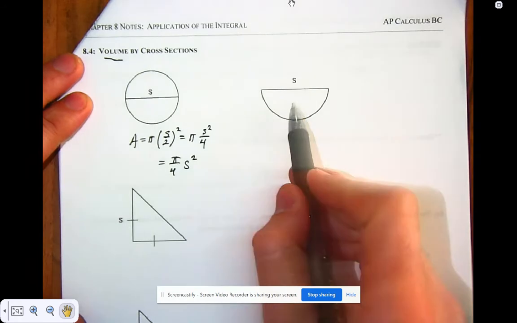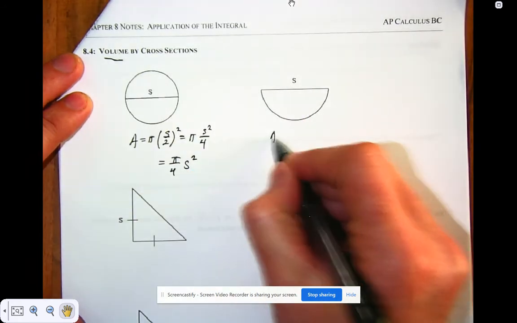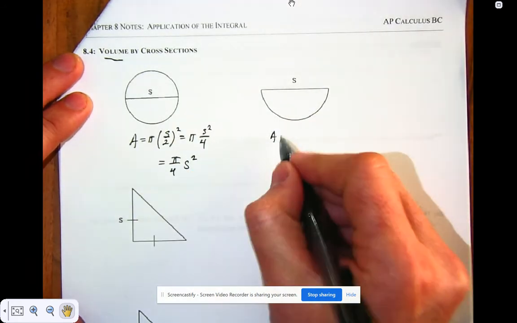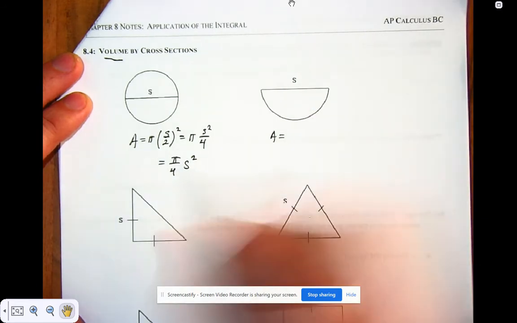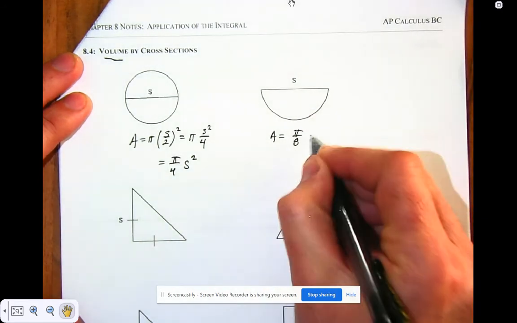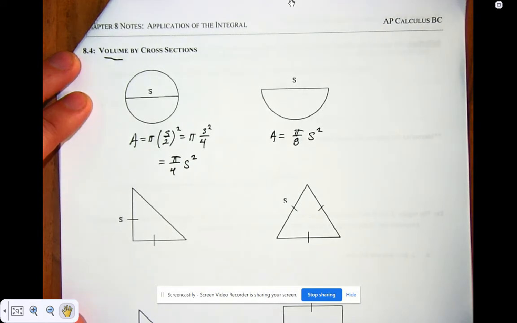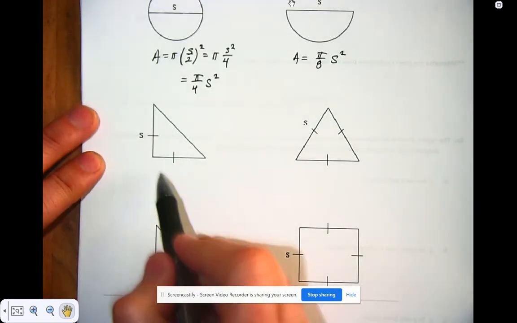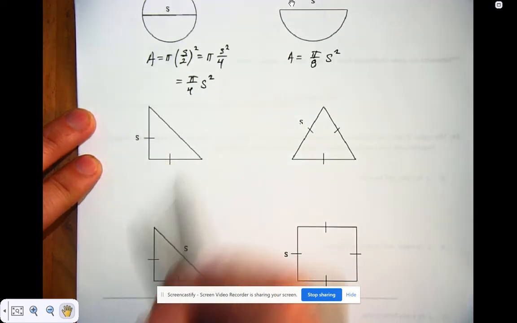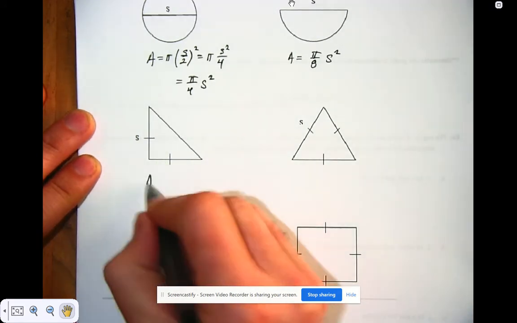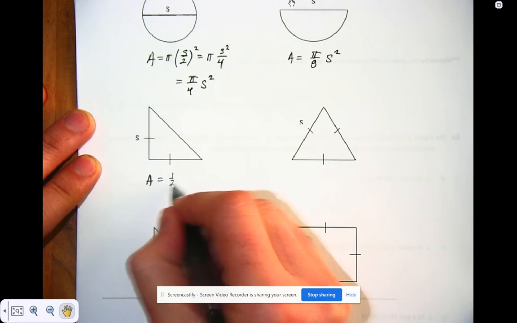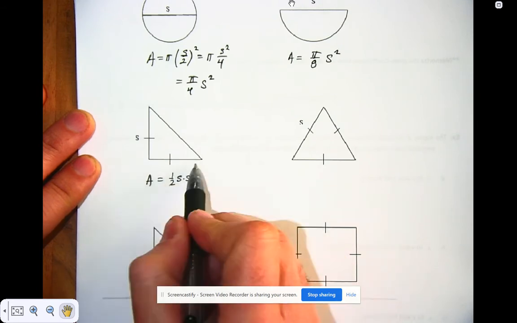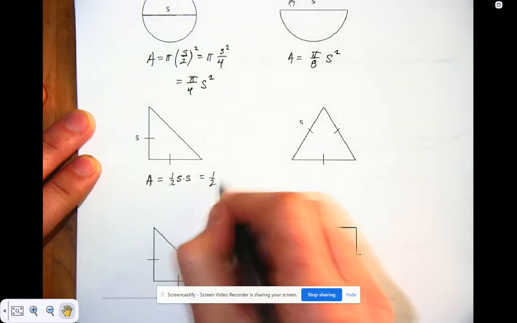This guy is exactly half of that. And so if you had semicircles, semi meaning half, you would take half of this answer, and so we'd say, hey, that's pi over 8 S squared. Nothing magical yet. This is geometry, not calc. If you want the area of an isosceles triangle, the area of every triangle would be 1/2 its base times its height. Well, the base is S and the height is S, so this is just 1/2 S squared.